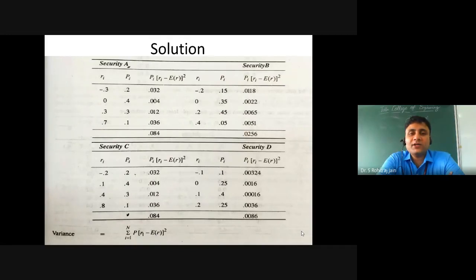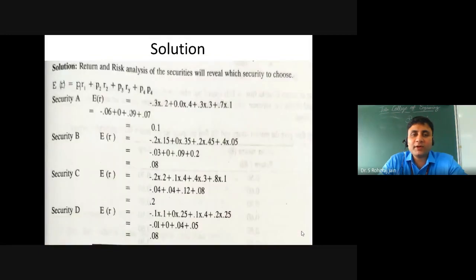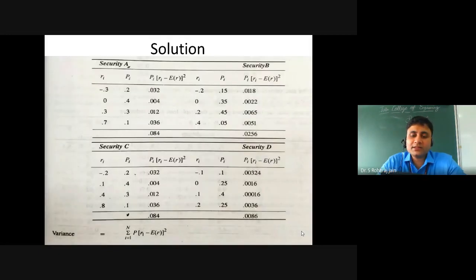So first what I'll do is R minus E of R, whole square, right? So what is R there? Minus 0.3. And what is E of R? The expected return of security A. How much is it? 0.1. So minus 0.1, right? Sorry, I'll use the bracket. (Minus 0.3 minus 0.1) square multiplied directly with probability 0.2. So how much did I get? 0.032.